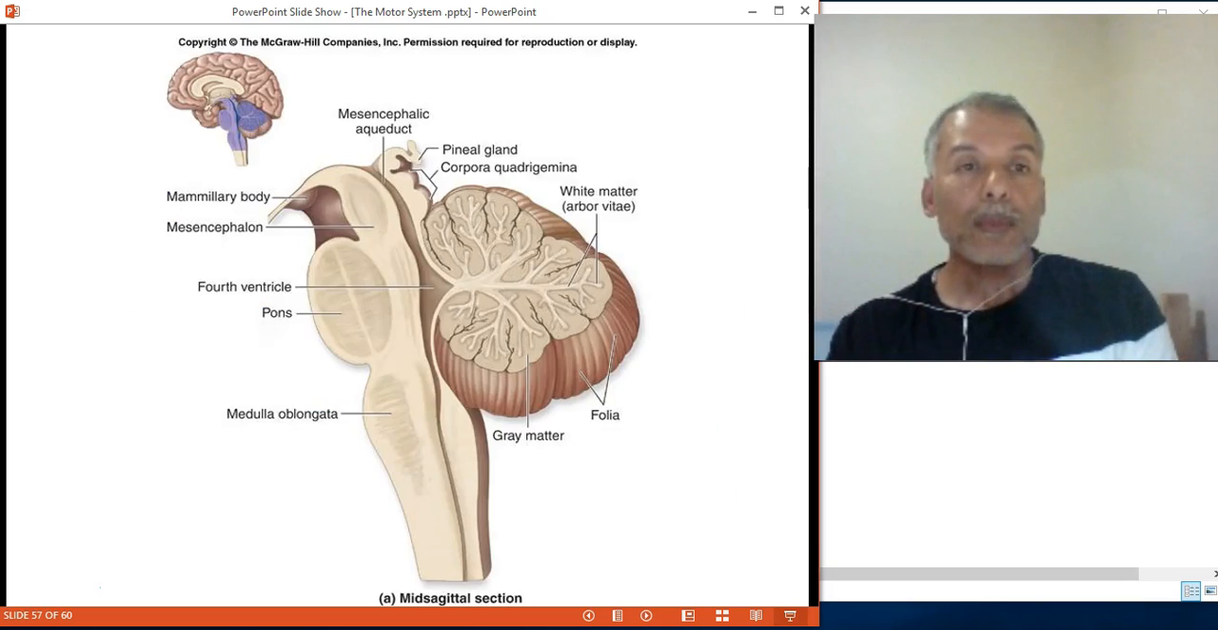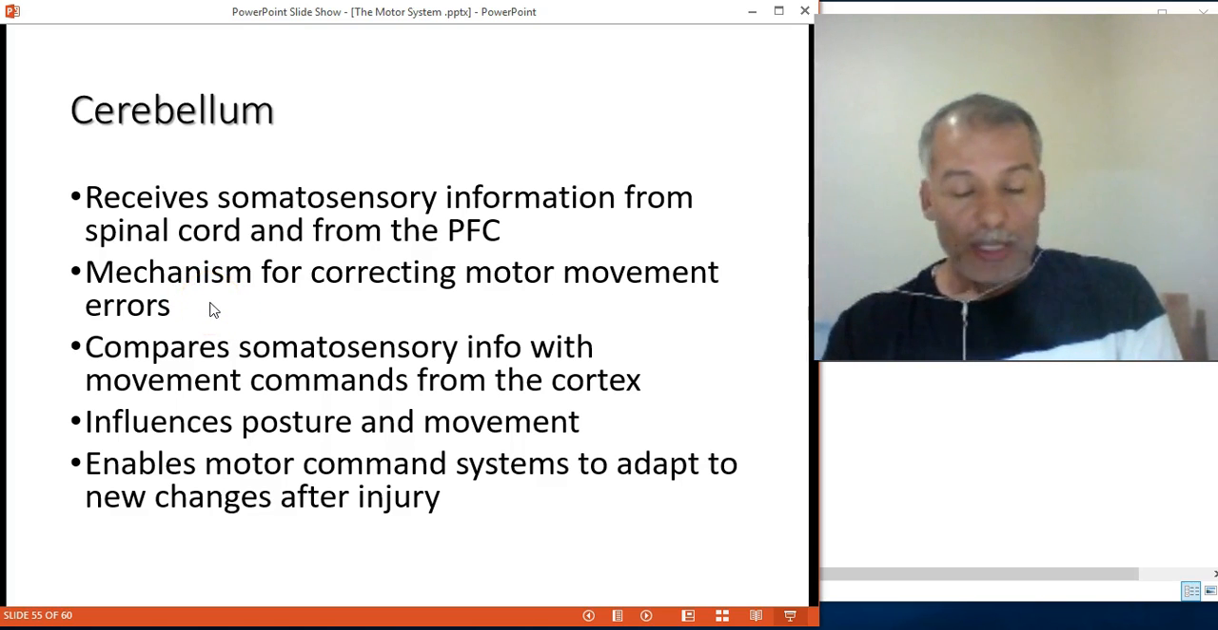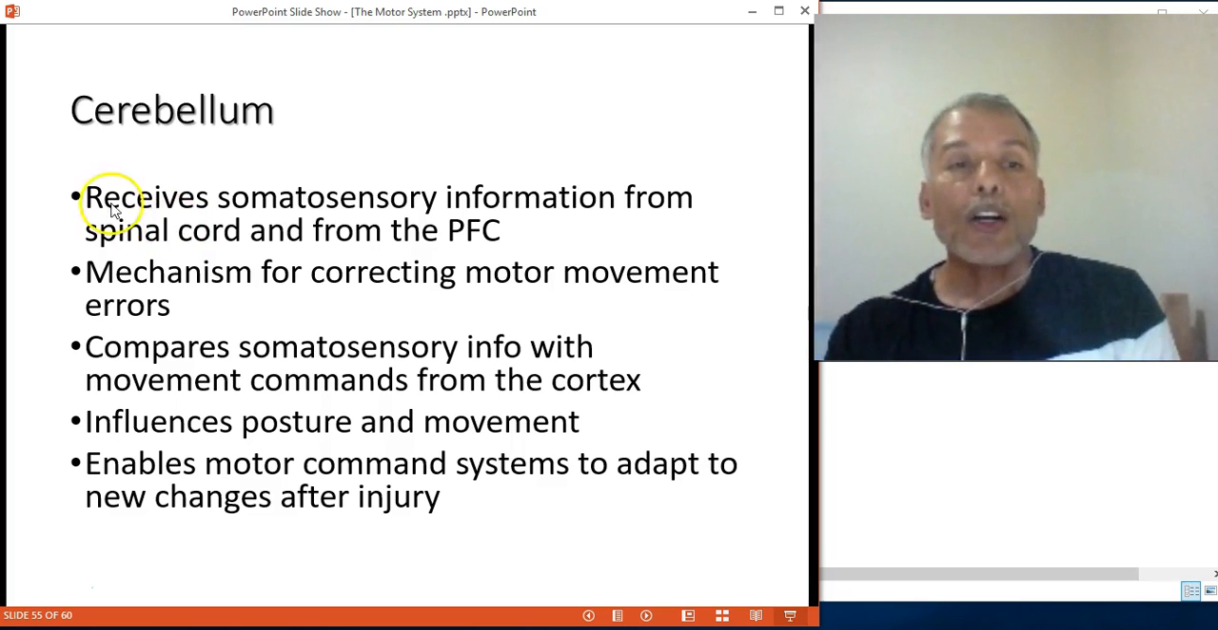So again, the cerebellum is your anti-gravity mechanism. It has many other functions, but we are speaking about the specific functions that are listed here that have to do with speech. What is the role of the cerebellum in speech motor production?